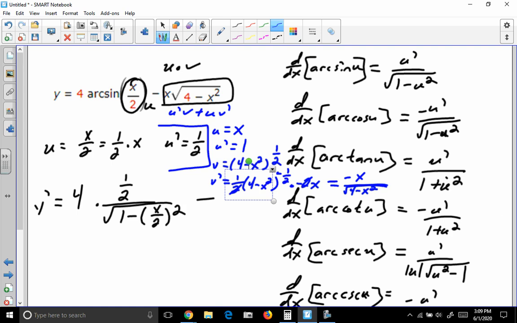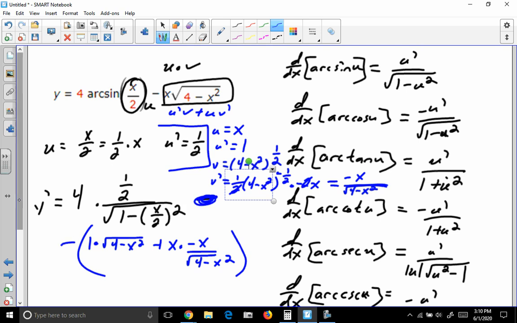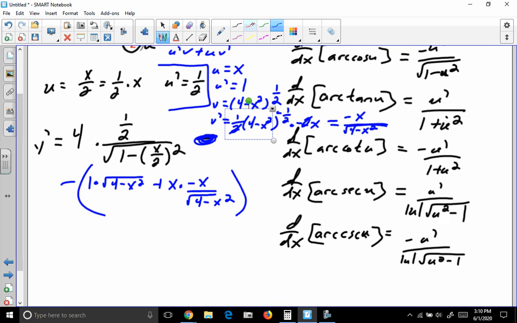So if we fill in our product rule for this particular part, it's u prime, the derivative of x, times v, plus u, which is x, times v prime, which is negative x over the square root of 4 minus x squared. Now, notice we're subtracting that, so if we want to, we can move that minus down there. We can simplify this a little bit.